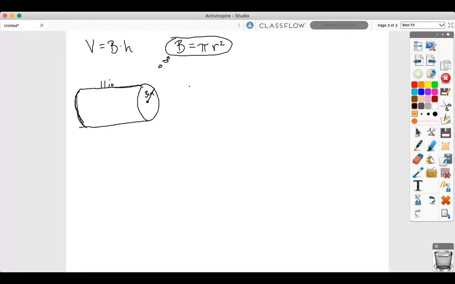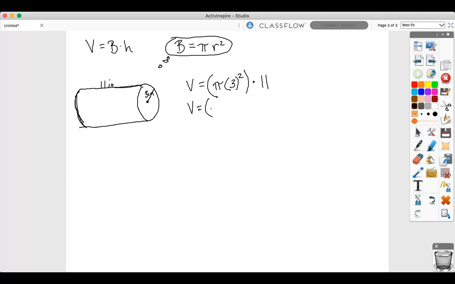Okay, so here, we're going to go step by step. Volume of a prism is area of the base. Okay, in this case, the area of the base is pi times the radius squared. Pi times the radius is 3 inches, so 3 squared. This is the area of the base times the height, which is 11. And remember, this 3 is 3 inches. This 11 is 11 inches.